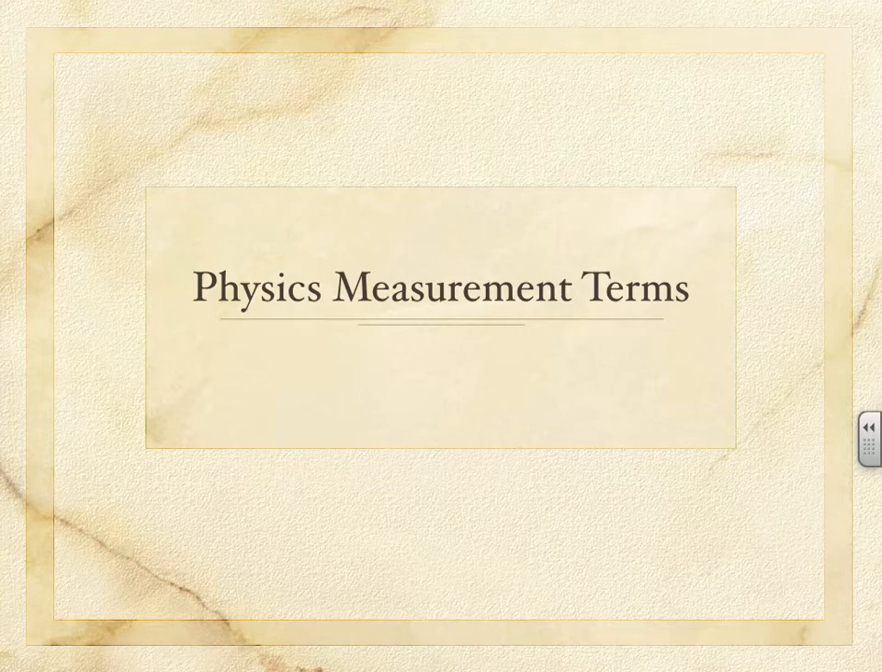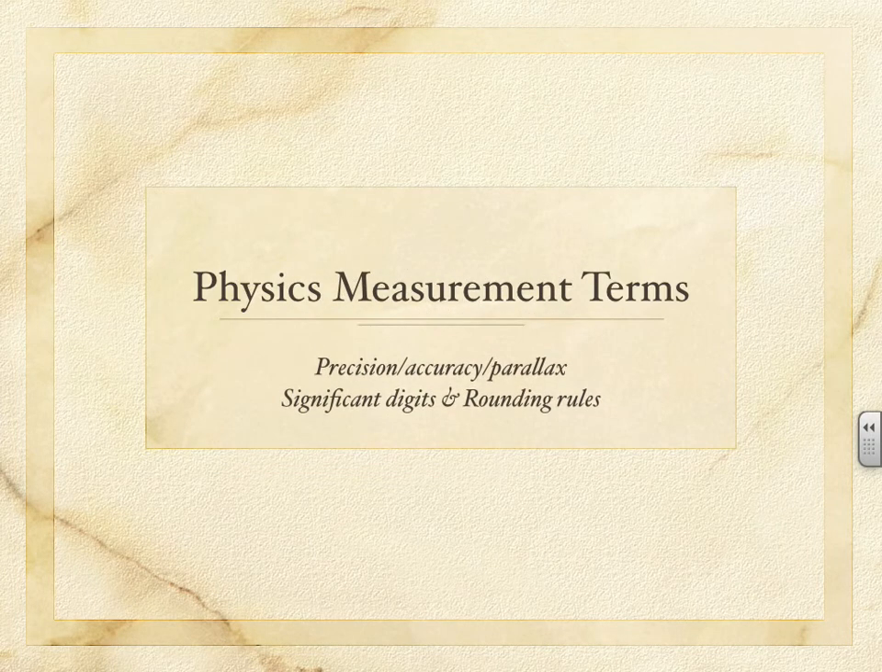Today we are going to learn physics measurement terms. Among these are precision, accuracy, parallax, and we're going to learn how to identify a sig fig and how to round correctly. Hooray!